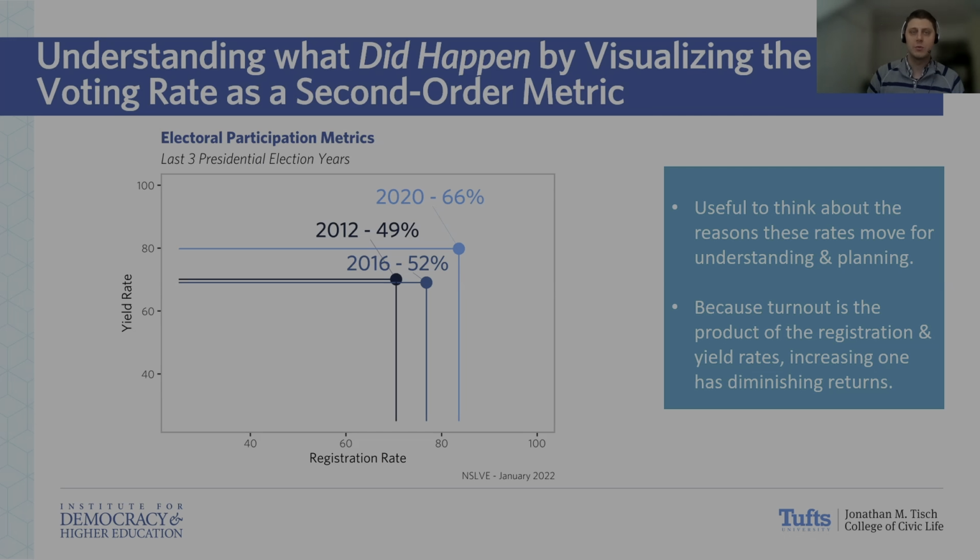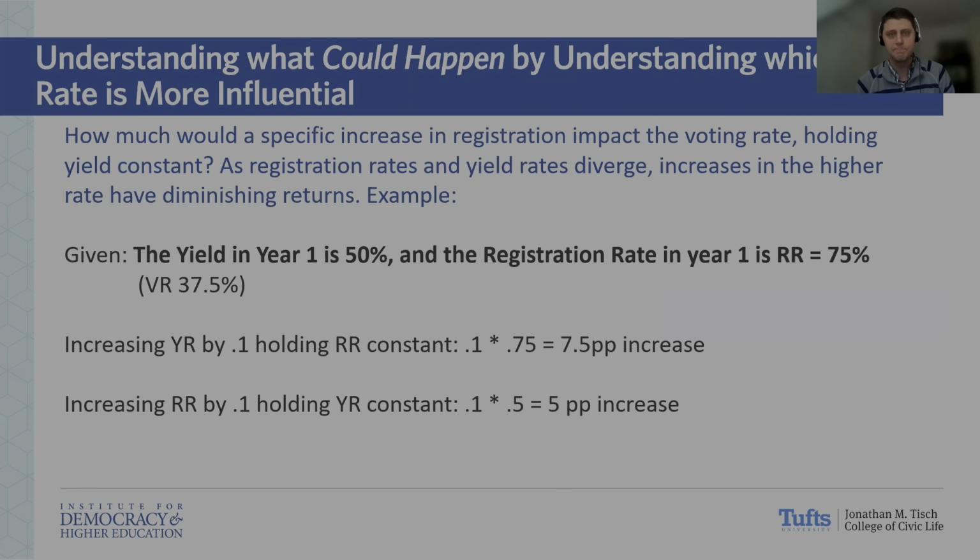One way you can get more out of your data is to ask what has happened in prior elections. This is what it looks like over the totality of NSLVE. Each campus will look a little different, but you might draw interesting conclusions. For example, the difference between 2012 and 2016 really came down to an increase in registration, but a slightly lower percent of registered students went and voted. Very different story in 2020, where we saw increases in both registration and yield.